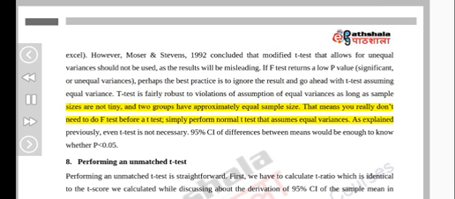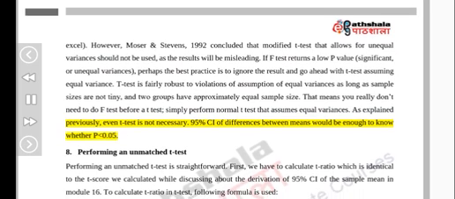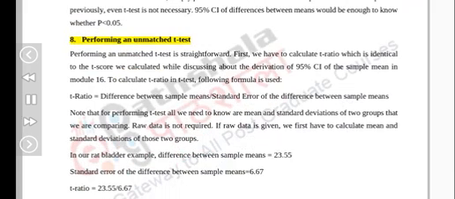That means you really don't need to do an F-test before a t-test; simply perform a normal t-test that assumes equal variances. As explained previously, even a t-test is not necessary. The 95% CI of differences between means would be enough to know whether P is less than 0.05. 8. Performing an unmatched t-test.